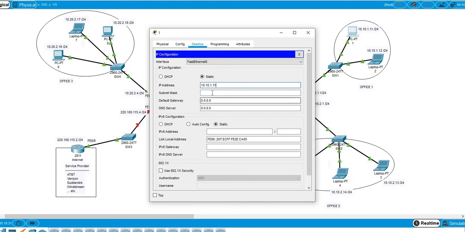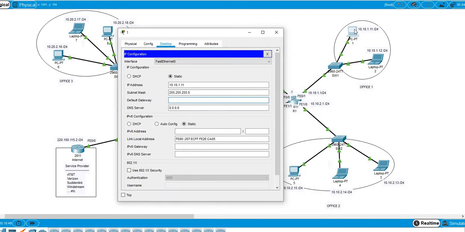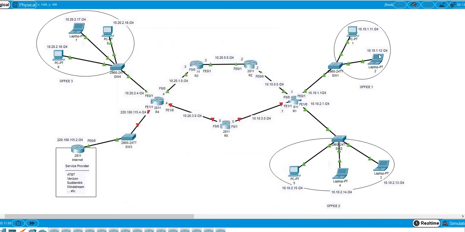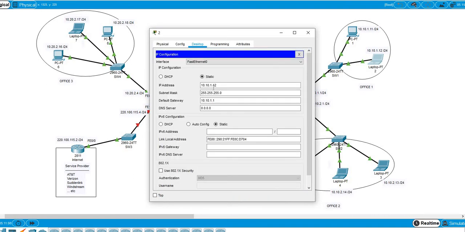Okay, 10.10.1.11, subnet mask 24, so 255.255.255.0. Default gateway. The default gateway for PC1 is this interface IP address right here. So it's 10.10.1.1. DNS server, leave it blank for now. Okay, let's do the same here. It's already set up, so that's good.